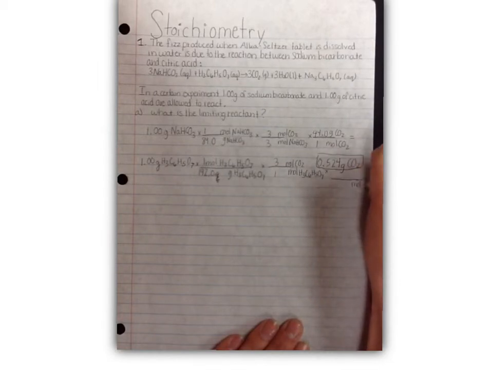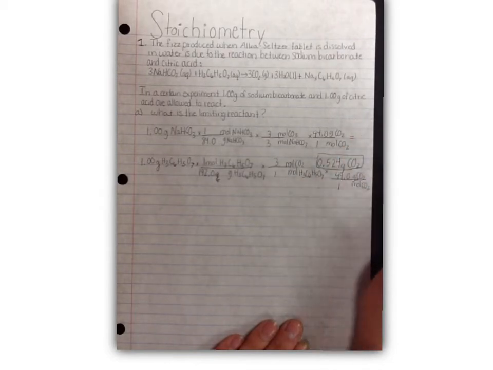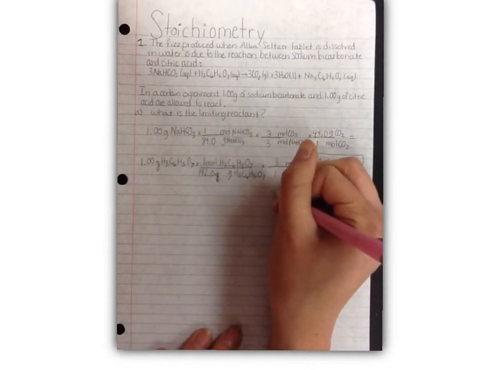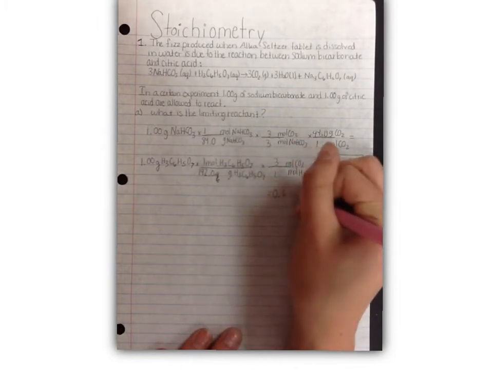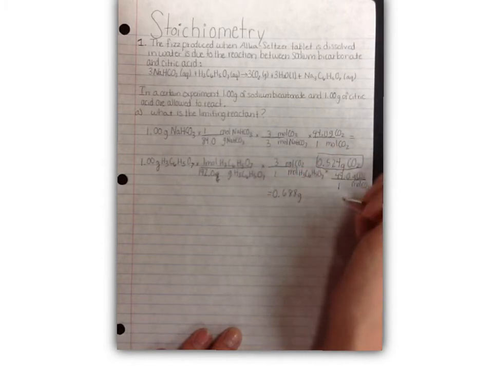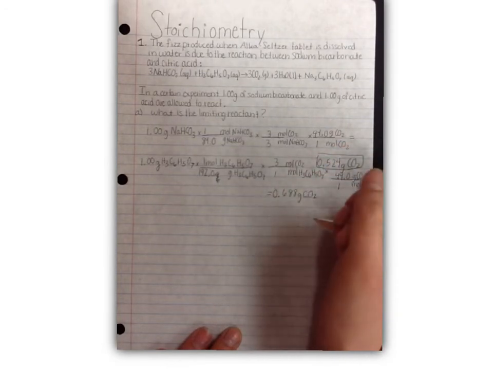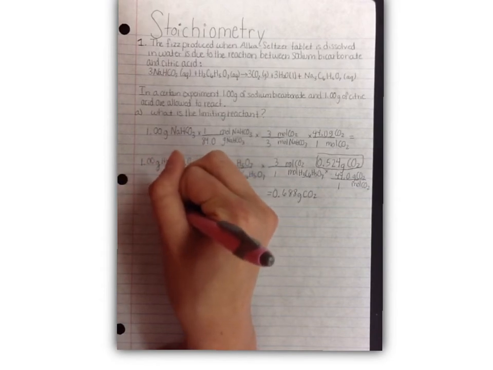And then finish off by converting the moles of CO2 to grams of CO2. So again, you'll add up the grams of carbon and then the grams of oxygen. So it'd be like 16.0 times 2 plus however much carbon is. And then if you multiply them all and then divide them, you should get 0.688 grams of CO2.